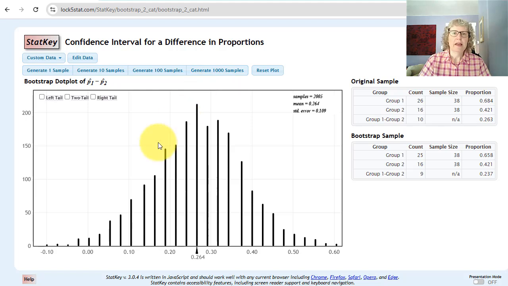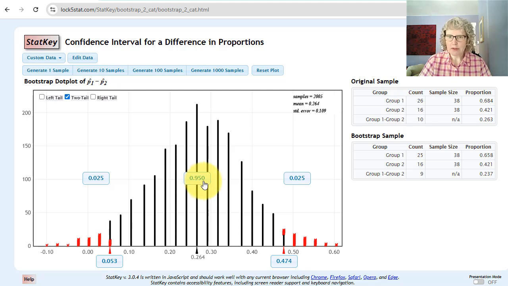Okay, and then just like we did with our single proportion before, when we want a confidence interval, we click on two tail, and the confidence level goes in the center upper box, right? We're capturing the middle 95% of all the simulations, and what are the boundaries of those two. Okay, so this is saying from 0.053 to 0.474 captures the true difference between those two proportions.